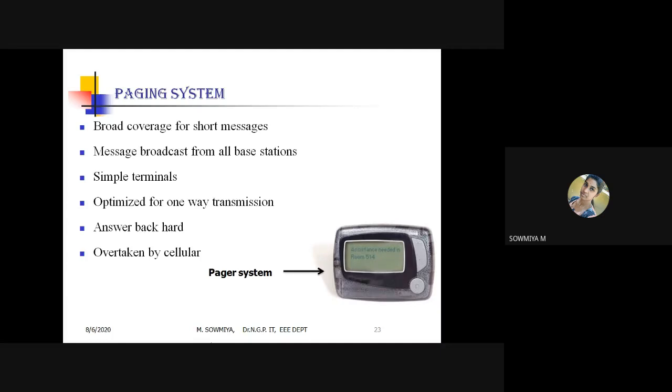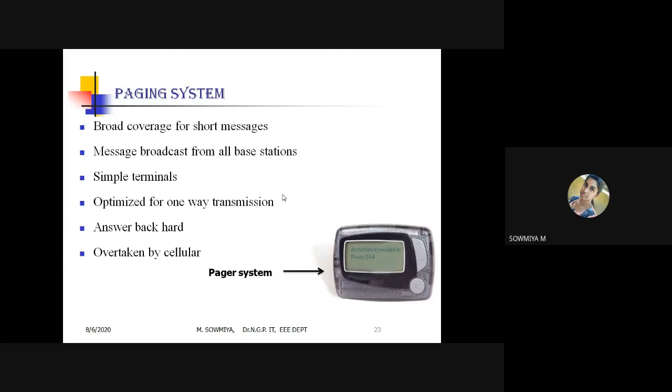The paging system then transmits the page throughout the service area using base stations which broadcast the page on a radio carrier. That is, the same message will be sent to all the people who have this pager, and it can broadcast this message only from the base stations. It consists of only simple terminals, and it has now been overtaken by the cellular system. It is also only a one-way transmission.